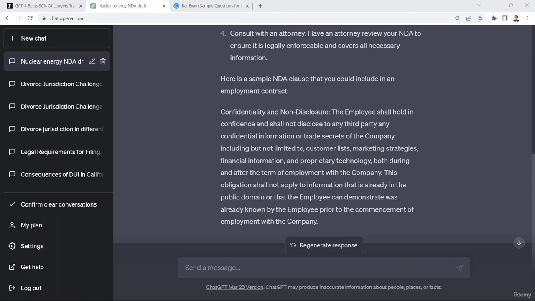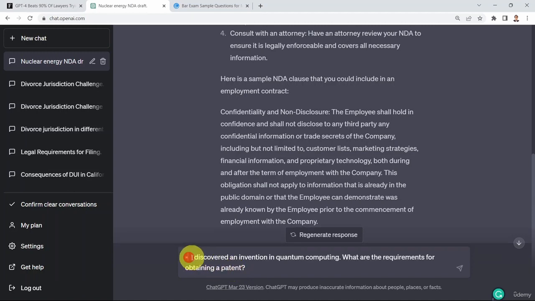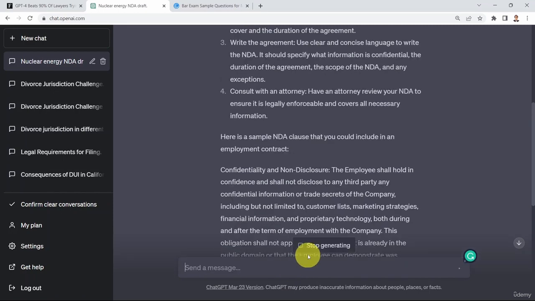Okay, all right. So what if, for example, you work at a startup, and let's say you discovered an invention in a certain area. Maybe it's quantum computing, or maybe it's AI. And what are the requirements to obtain a patent, as an example? So let's go ahead and test it out. I'm going to say, I discovered an invention in quantum computing. What are the requirements for obtaining a patent?